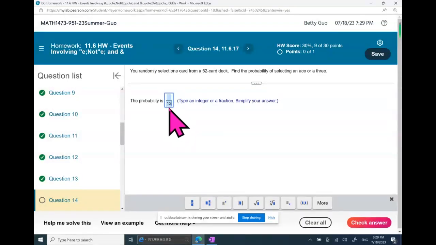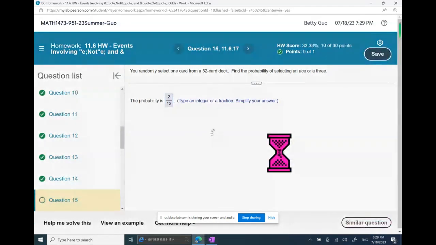This is how I make it easier. I just type the denominator, one denominator. And then in the numerator, what's the probability of getting an ace? 1 over 13, right? And what's the probability of getting a number 3? One of the numbers contributes to that. So 1 plus 1 equals 2. So we have 2 over 13. Type an integer or a fraction, simplify your answer. Don't forget to clean that and only submit the answer. Is it very straightforward, right?